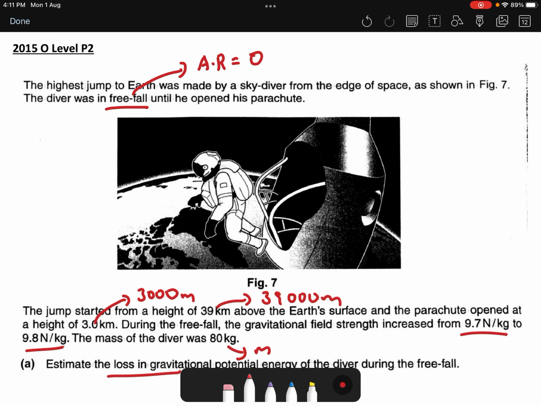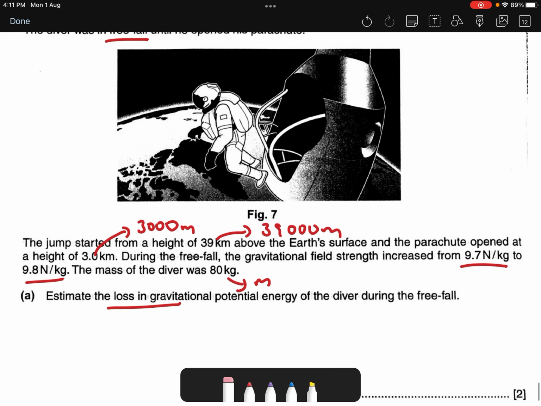They say that the jump started from a height of 39,000 meter above the Earth's surface and the parachute opened at a height of 3,000 meter. During the free fall, the g field increased from 9.7 to 9.8. Why is it 9.7 to 9.8? Because you're away from the Earth. You are very far away, so the g field is not so high. Then as you go nearer to the Earth, it increases. The mass of the diver was 80 kg. So part A: estimate the loss in GPE during the free fall.